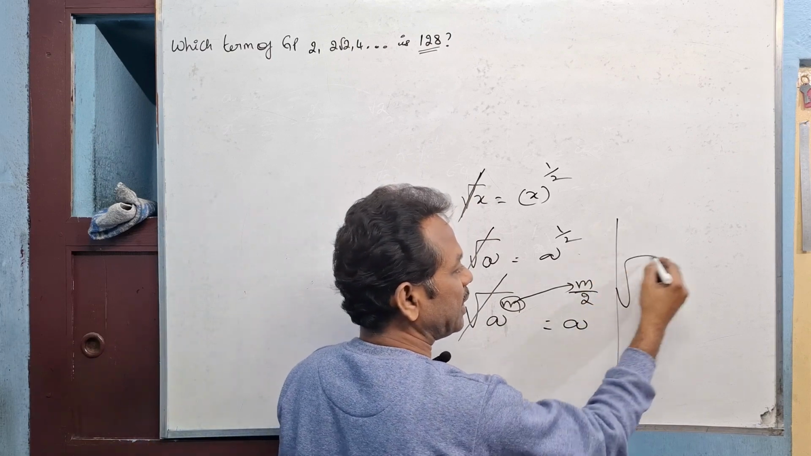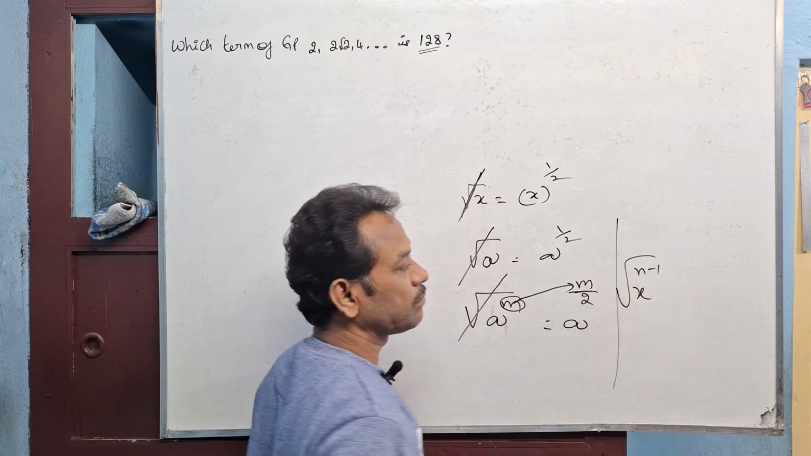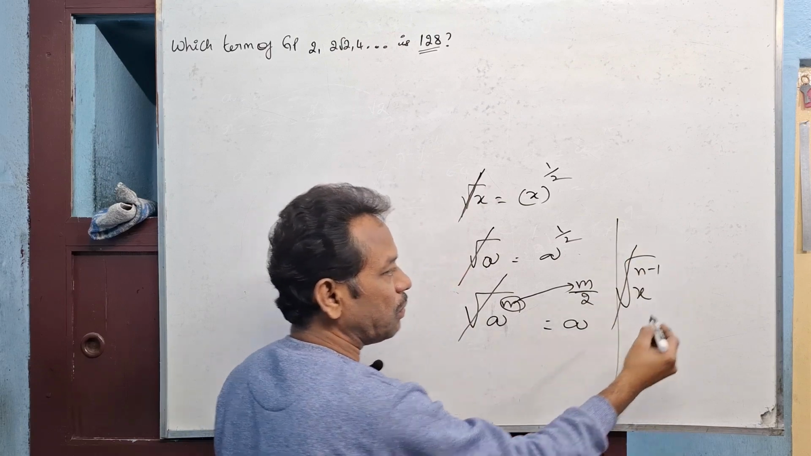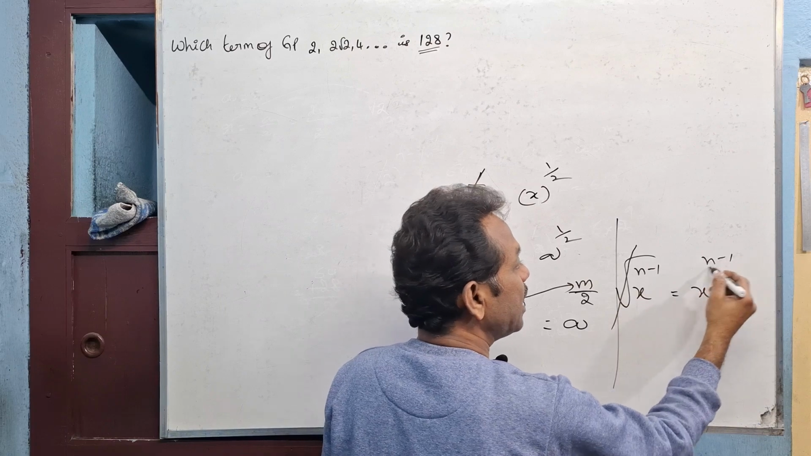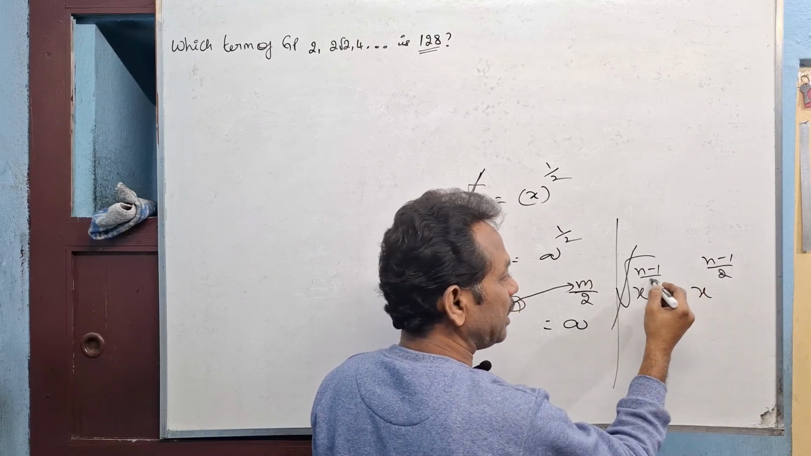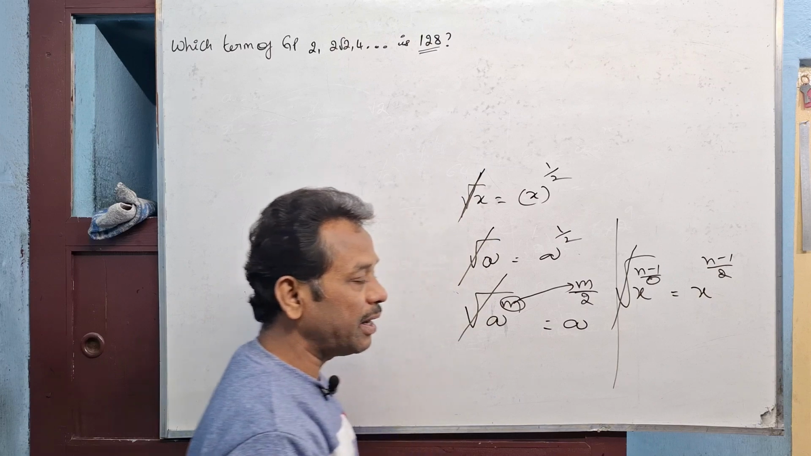So suppose you have x to the power of n minus 1. If you want to eliminate the square root, let me take 2 in the denominator. So here in the denominator, let me add 2.